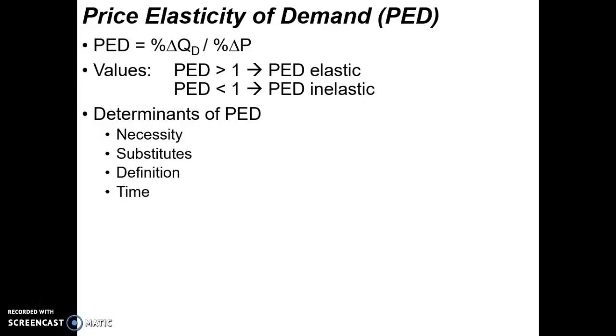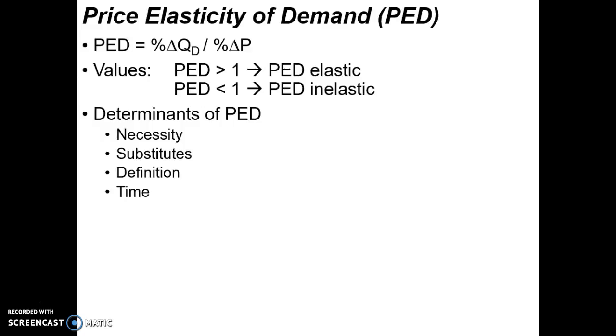The values actually are always negative, but we're looking at the absolute value, because the law of demand says as price goes up, quantity demanded goes down, and as price goes down, quantity demanded goes up. So a percent change in price will always lead to the opposite change in quantity demanded. It's really the amount of change that we're looking at. Anyway, a PED value that is greater than 1 reveals that the product is PED elastic, and a PED value of less than 1 reveals that the product is PED inelastic.